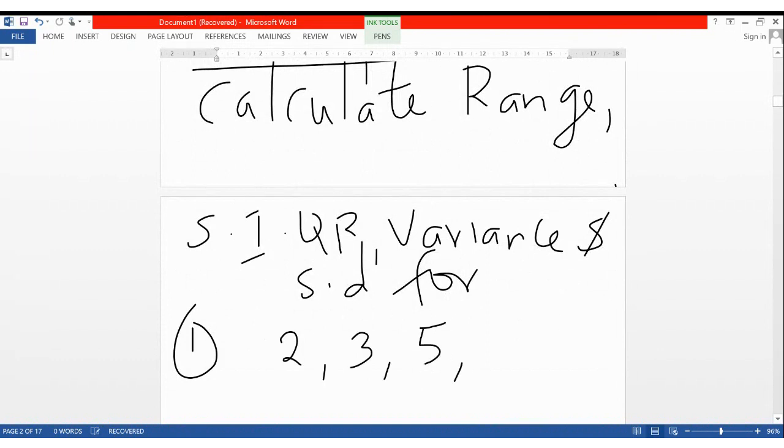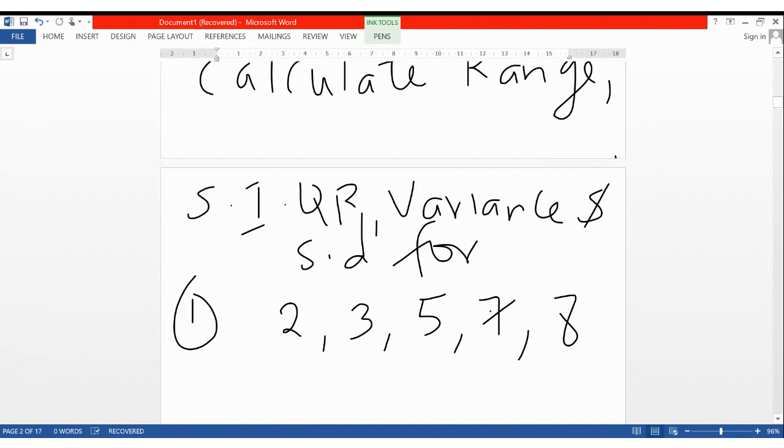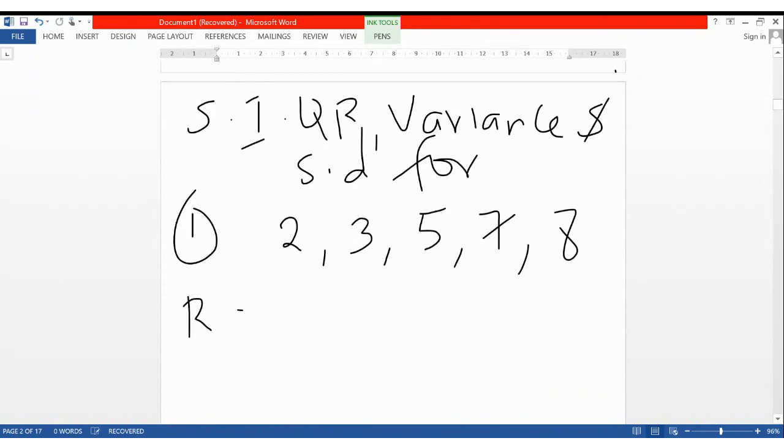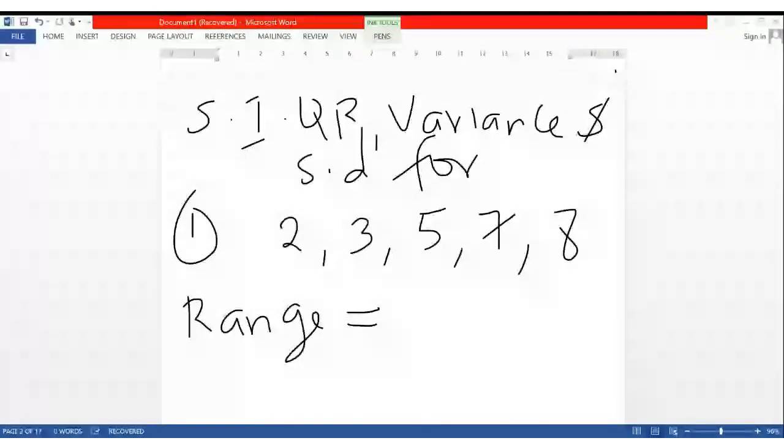Let's get the range. Who wants to try the range? If you have gone through the notes, it's very easy. So I think you're getting it. The biggest minus the smallest number, or the highest minus the lowest number. The highest number there is 8, and then you subtract 2, you get 6. That one is easy.